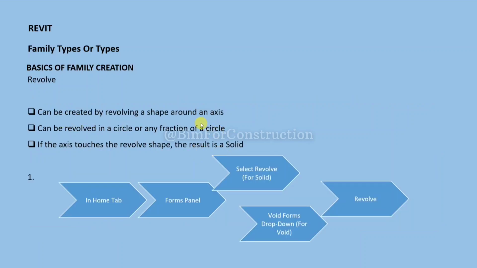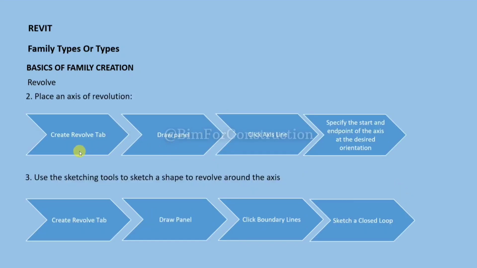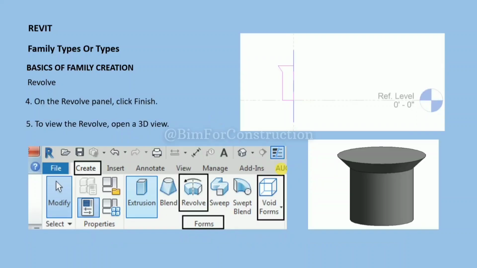Third one is our revolve. So in this what happens, we will define an axis around which we will create a geometry, and that geometry will rotate around that axis, or whatever the angle you have decided, like rotate this geometry around this axis 270 degree, 90 degree or 360 degree. Based on those inputs the families will be created. Let's see how it will work.